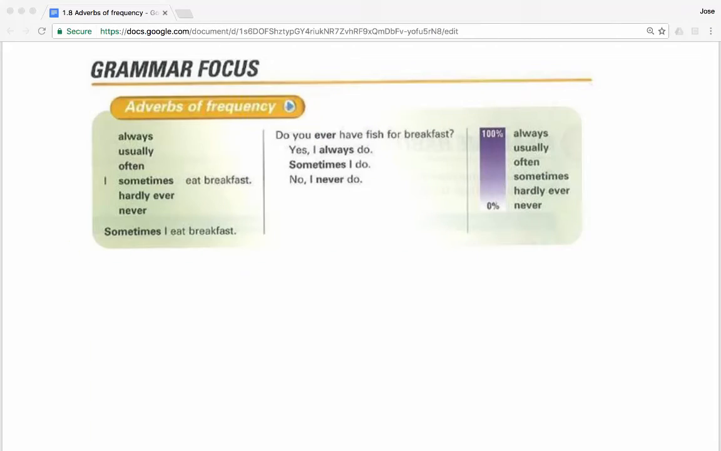Hi everyone. In this class you'll learn how to use adverbs of frequency when talking about food. Let's get started by analyzing the examples on the chart.